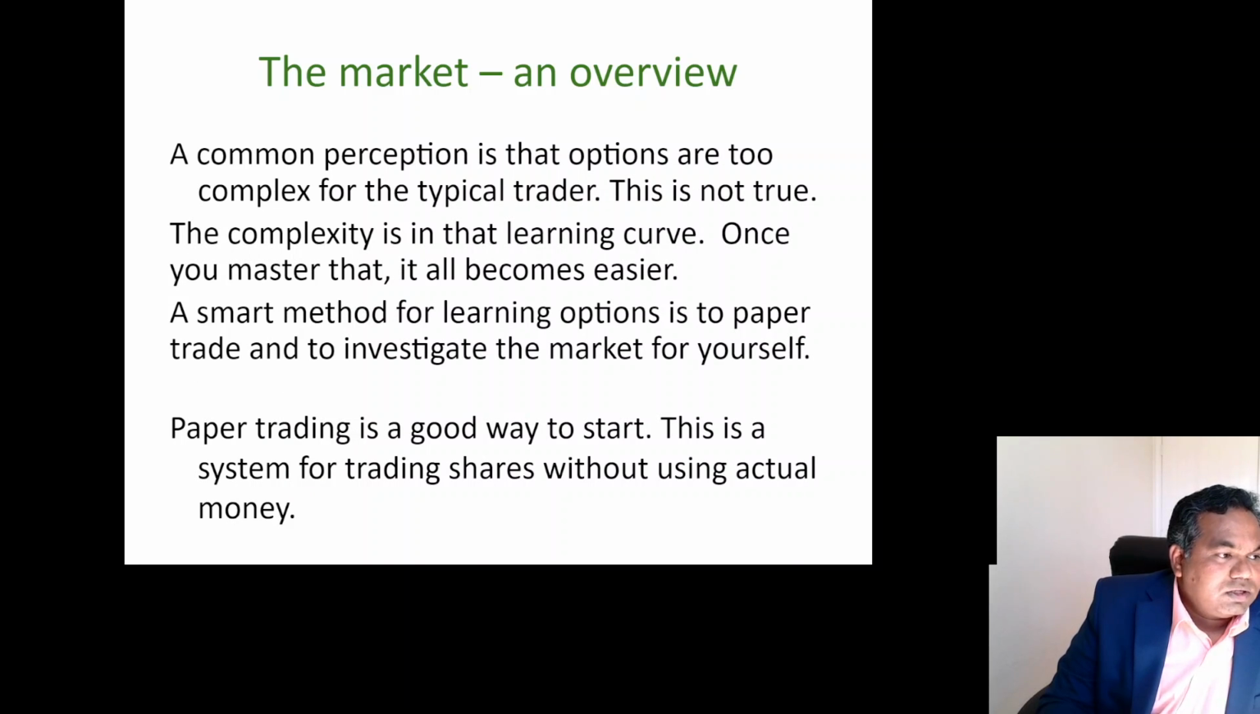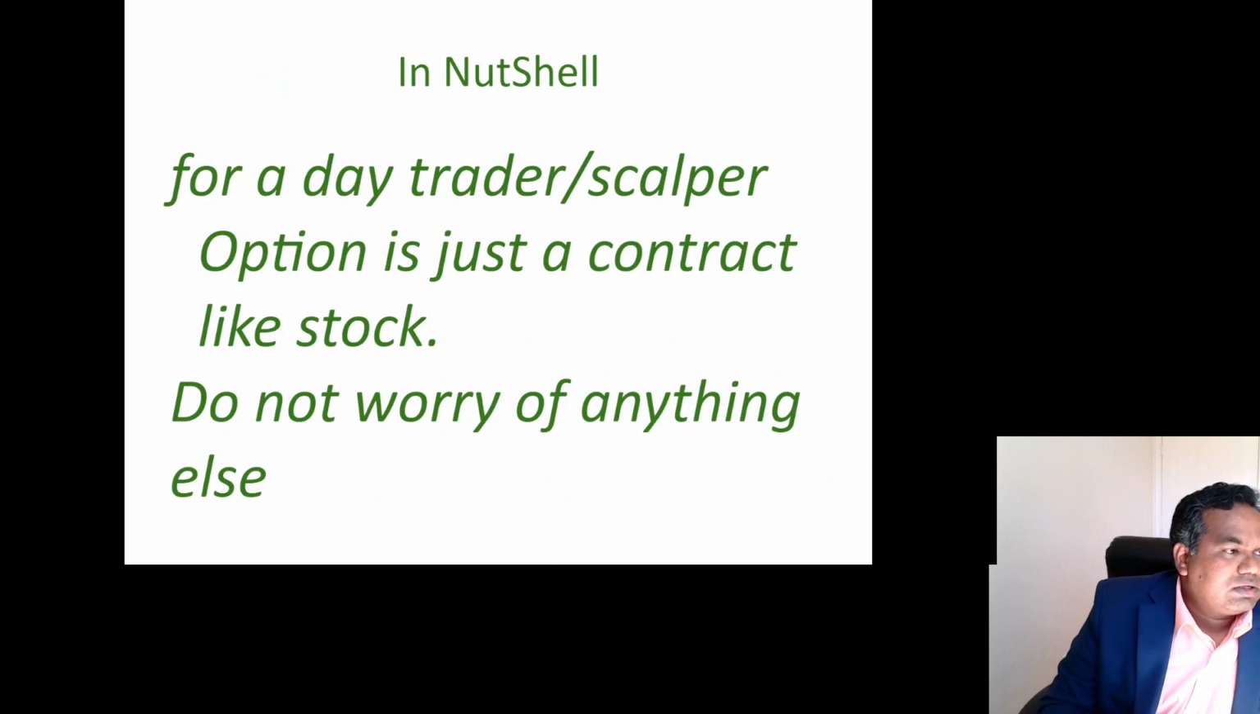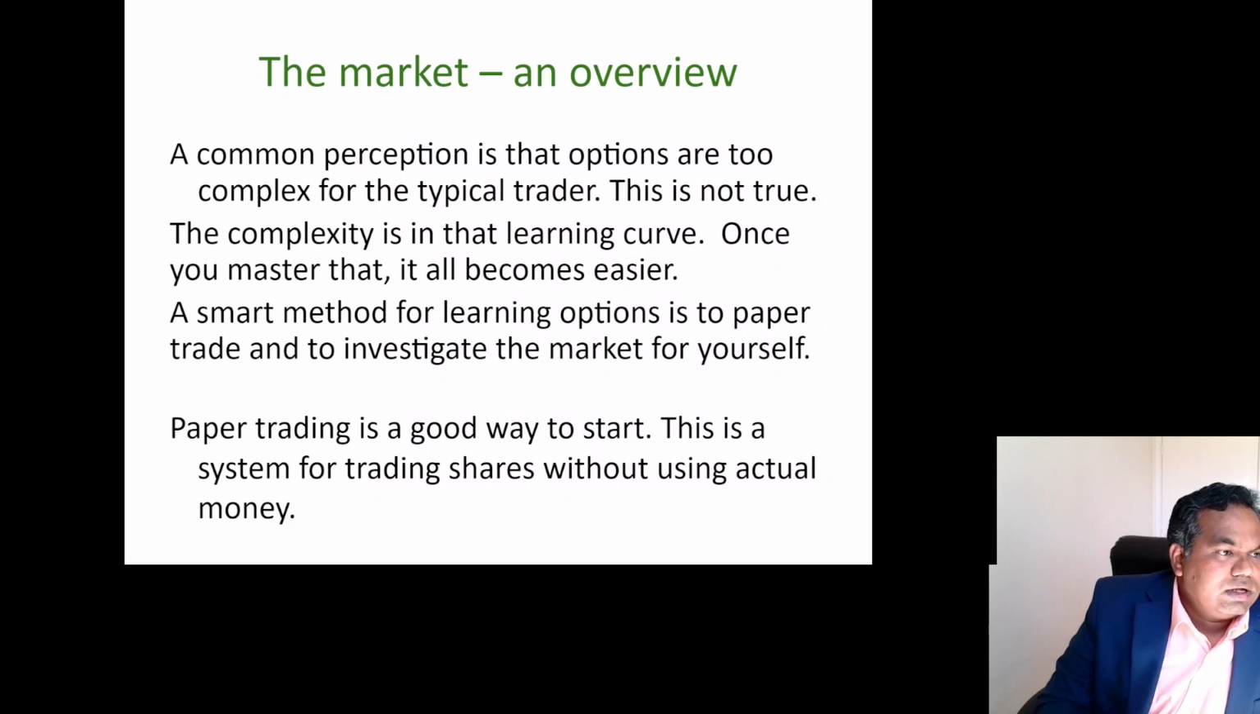Options are too complex for a typical trader. This is not easy. You need a lot of learning curve. You should get the feeling, the intuition should develop, that this stock's price is going to go up. So there are a lot of things. The best way to learn option trading strategy is paper trading. That's a good way to start.